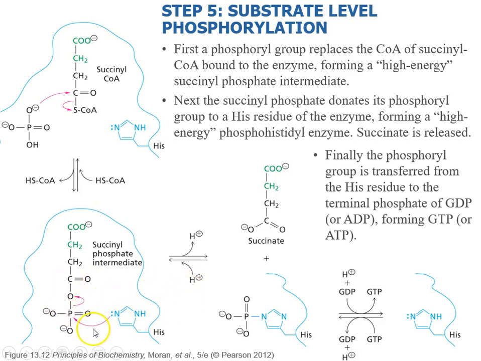The next thing that happens is nucleophilic attack of a histidine residue on the enzyme. This is unprotonated and it serves as a nucleophile. It nucleophilically attacks this phosphate, and now the phosphate is covalently bound to the histidine. So we release succinate, and now that phosphate is transferred from the histidine to GDP to form GTP, and we've regenerated our enzyme, which has a histidine in its active site that's not protonated. So here you can see the sequential release of each one of the products.